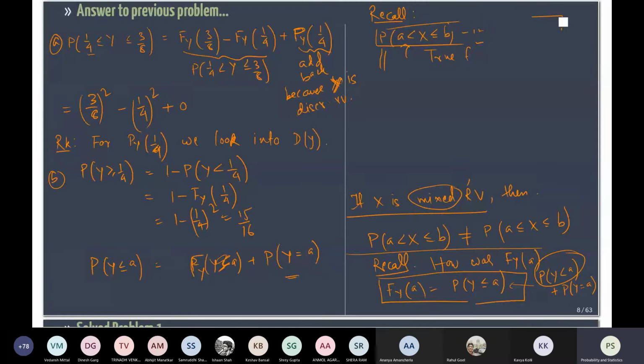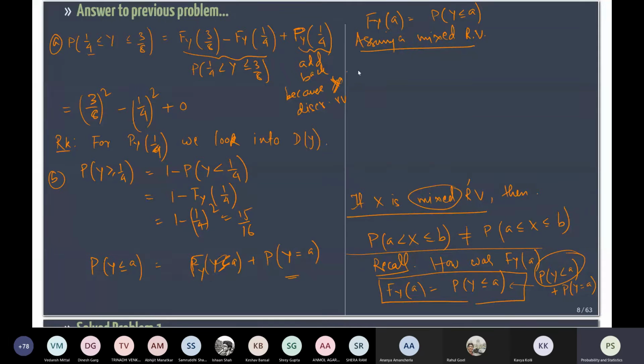Okay, so I have made some space so that we can clarify these things here. What I said is the following. We have defined F_Y(a) to be the probability that Y is less than or equal to a. Now assuming a mixed random variable, because if it is not a mixed random variable, then Y less than a and Y less than or equal to a are equal, so equality and inequality don't matter. But in the mixed random variable case, we have to be a bit careful.